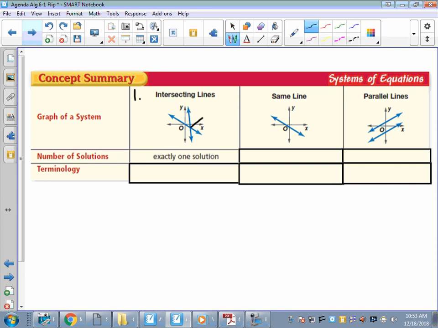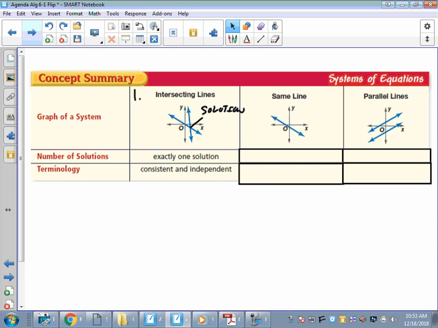In this case, it would be right here where they intersect. And then the terminology, not really important, it's technical stuff. We call this consistent and independent. Okay. The second example, what you could have is the same line.